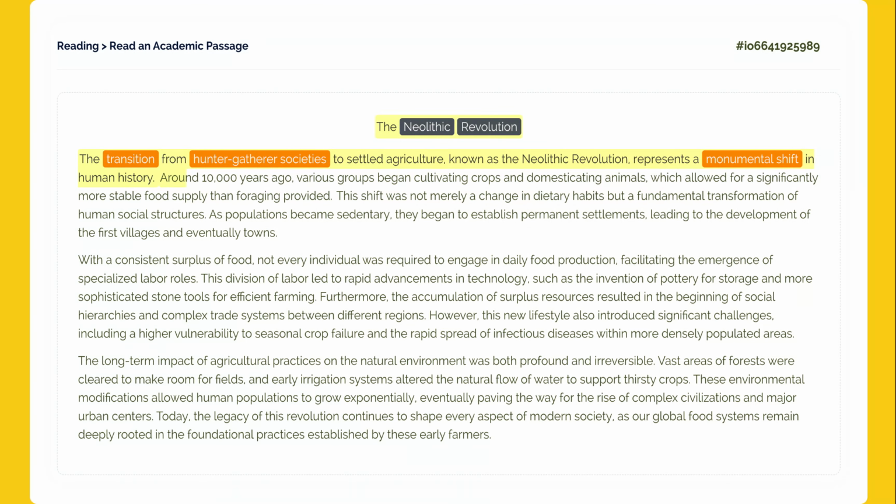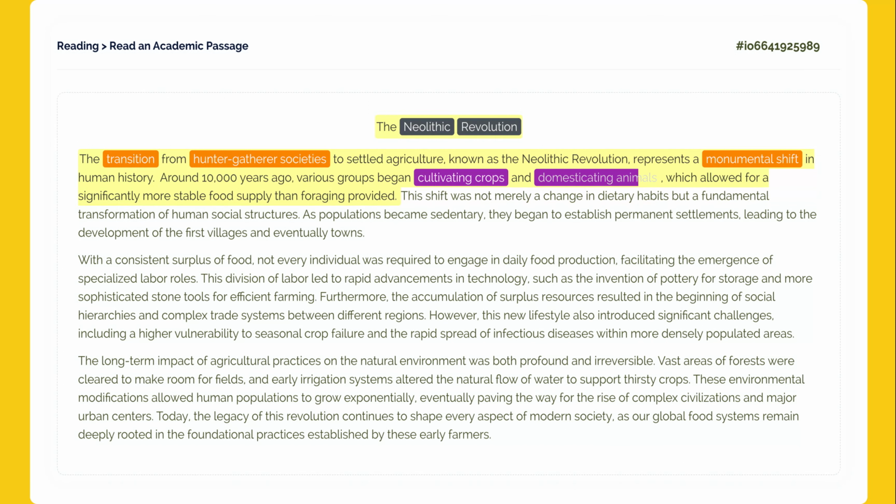Around 10,000 years ago, various groups began cultivating crops and domesticating animals, which allowed for a significantly more stable food supply than foraging provided. Here, the author provides the how and when of this change. The key actions were cultivating crops and domesticating animals. Why did humans do this? The reason is a significantly more stable food supply. This compares agriculture to the old way, foraging, and highlights the main advantage of the revolution: consistency in eating.